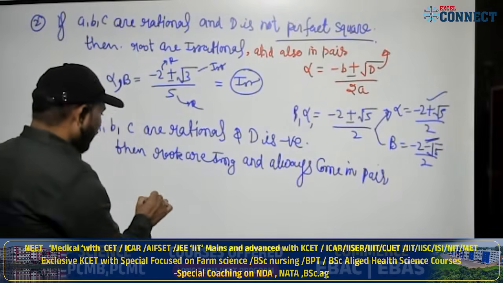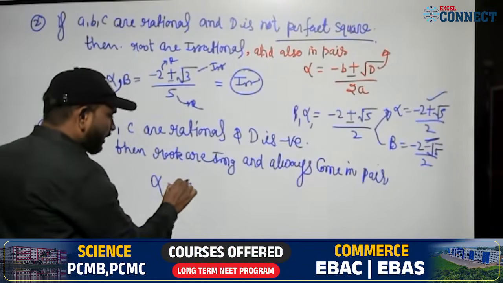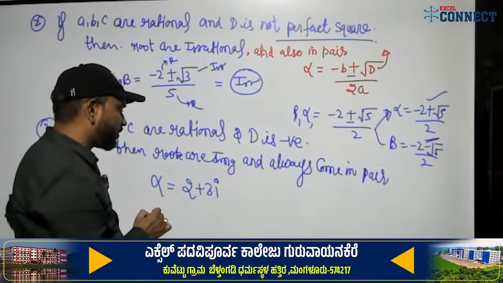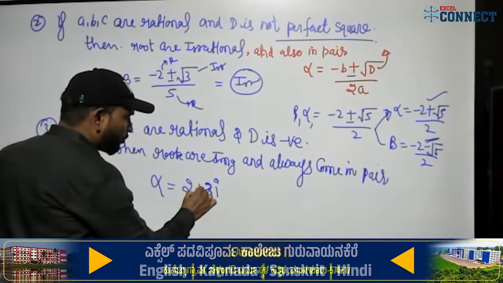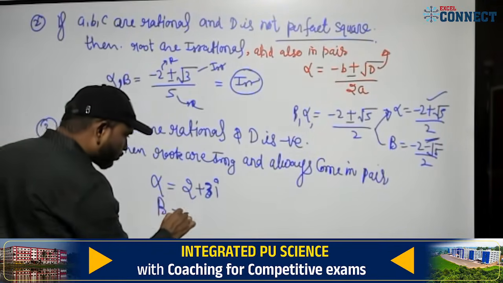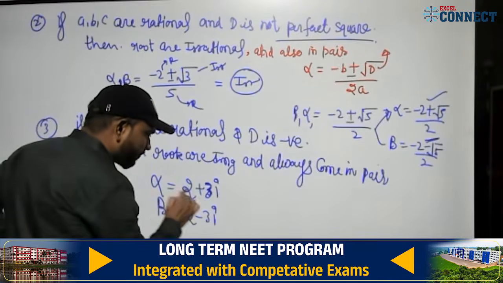Let's suppose I say alpha is equal to, let's suppose one root is 2 plus 3 iota. Now it is also new for you, just iota. I will take one lecture on this. Now what is the other root? This is 2 minus 3 iota that will come.